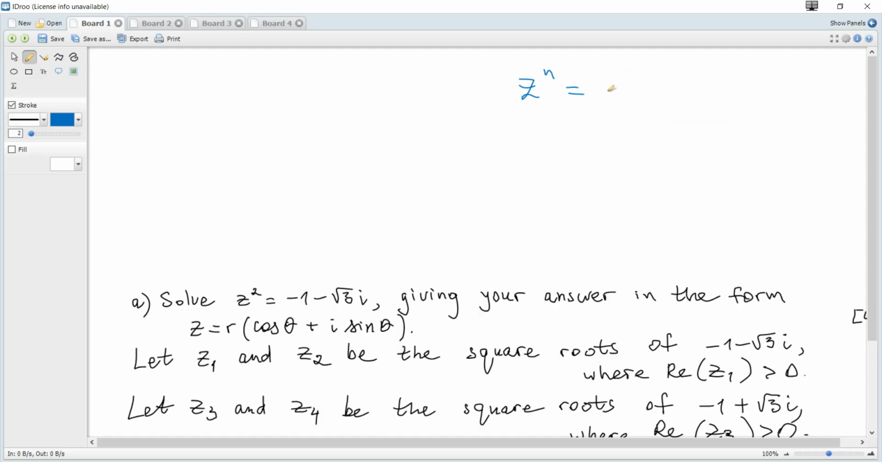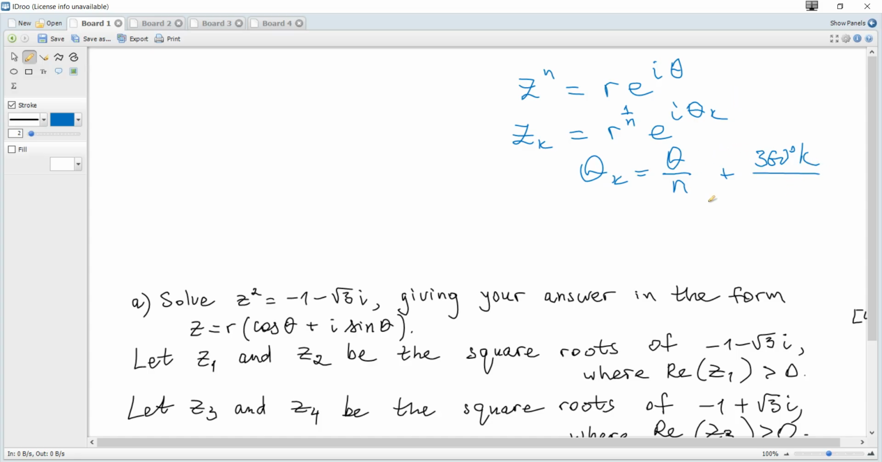It's actually the modulus argument form. The modulus multiplied by e to the power i multiplied by the argument theta, and then the roots are z_k: the modulus to the power 1 over n multiplied by e to the power i theta_k, where theta_k is the given argument divided by n, plus 2 pi k when it is measured in radians, or 360 k when it is measured in degrees, over n, for k is 0, 1 up to n minus 1, so that there are n roots and solutions in total.